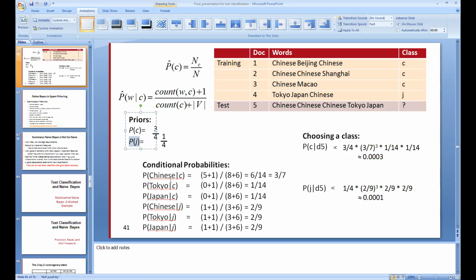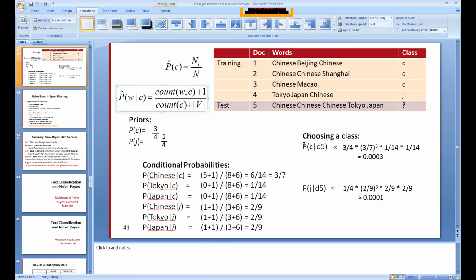How to calculate this particular value, you people know by using this formula: count of W comma C plus 1, and count of C plus norm of V. Count we already know from the previous slide. Actually the formula is there, you go and see the formula. Kindly go through that formula and then calculate the values.